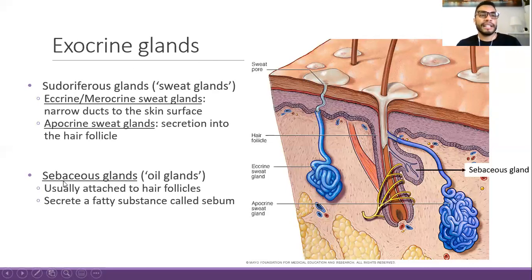And we have another type of exocrine gland here, the sebaceous glands or oil glands. This here in purple is a sebaceous gland. Usually they are attached to the hair follicle, and they secrete a fatty substance called sebum. So this is oily. The product is different from the sweat glands, because in the sweat glands we have watery sweat, and here we have oily sweat.